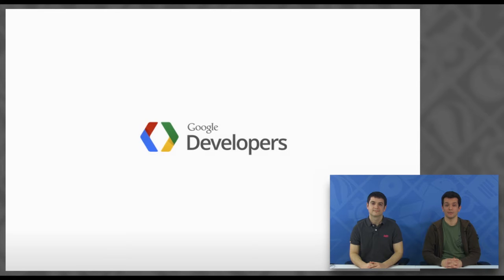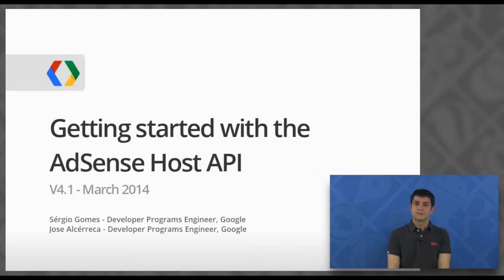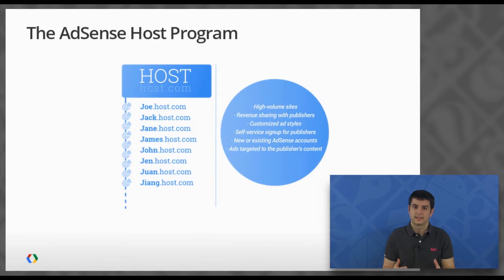Hi, in this video we're going to talk about the AdSense Host program and its API. We're going to give you a little introduction on the technical side of it so that you can get started on your implementation. So a host is a website that has content generated by users or publishers.